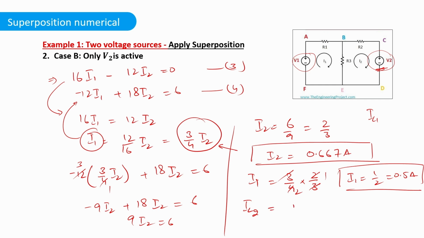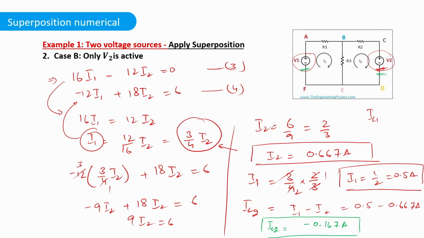So this is actually I1 minus I2. So this becomes 0.5 minus 0.667 ampere. So IL2 actually becomes, let me use the green pen, IL2 becomes minus 0.167 ampere, right? So now we have the current across this resistance using the first source, which was IL1, right?